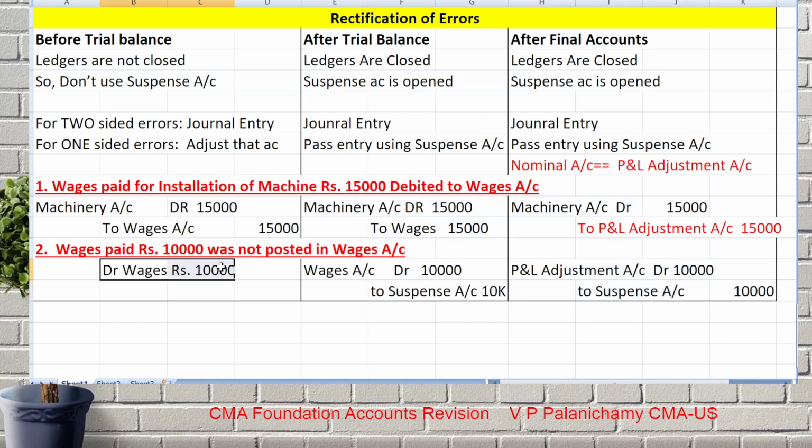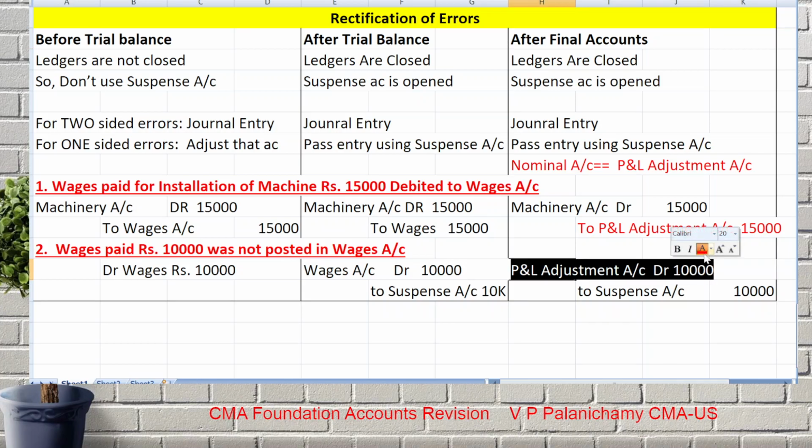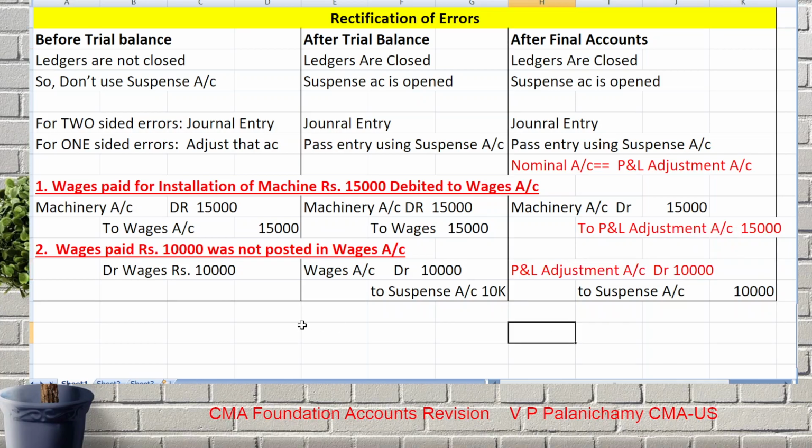Why are you not using suspense? The trial balance is not yet prepared and the ledger is not yet closed, so adjust that account. Okay. If it is rectified after trial balance, suspense account is already opened. So wages account debtor to which account? Suspense account. If it is after final accounts, in the place of nominal account, we use which account? P&L adjustment account.